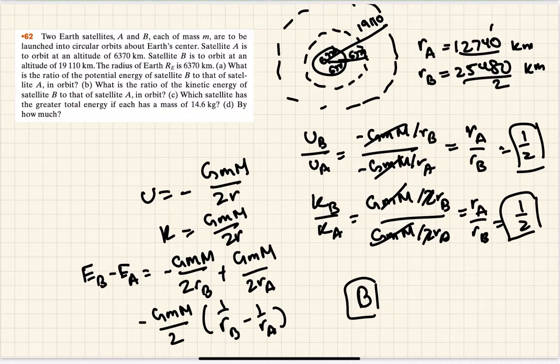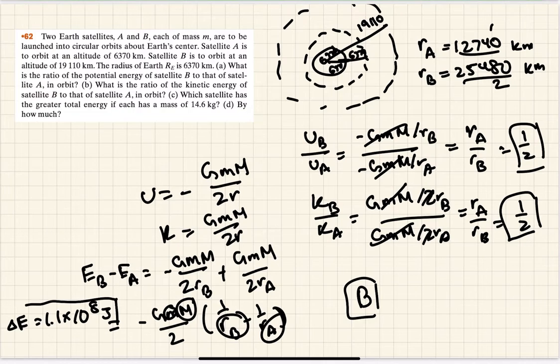Now, you want to calculate it. First, convert the R's to meters instead of kilometers. When we were doing ratios, it was fine, but now we actually have to calculate a value, so you need to convert to meters. You find both of these. You know the mass is 14.6. You know the mass of the Earth. It's going to give it to you in the problem, or you can search it up. And so you solve for all of this. You're going to get a delta energy of 1.1 times 10 to the power of 8 joules.